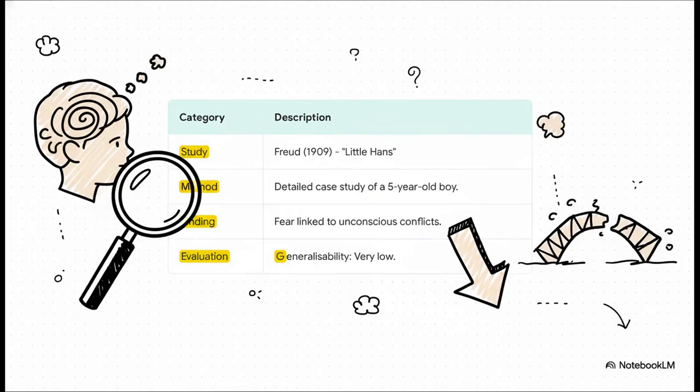And here's a classic example of this approach in action. You've probably heard of Freud's study of little Hans. Now, Freud wasn't trying to find some universal law about phobias. Not at all. He was taking a super deep dive into the mind of this one little boy. But, and this is a big but, take a look at that grave evaluation point. We're talking about generalization. Can you really take what you learned from one kid in early 1900s Vienna and apply it to everyone? The answer is a pretty clear no, and that's one of the biggest knocks against this approach.